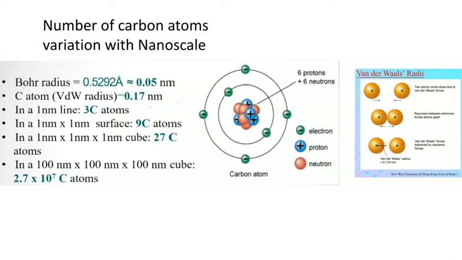to 100 nanometer, the number of carbon atoms increases by about 10 raised to 7 times. So we are talking about a scale from 1 nanometer to 100 nanometer, but on that scale the number of atoms becomes very sensitive.